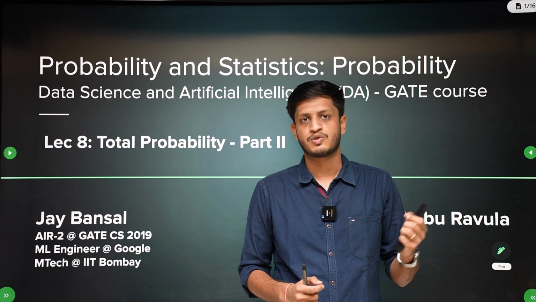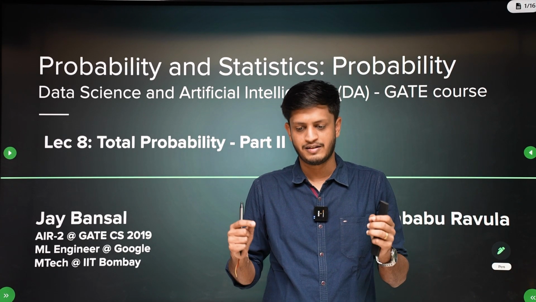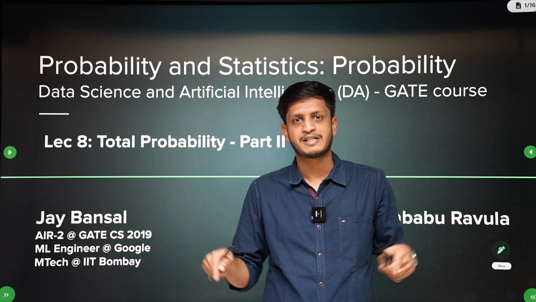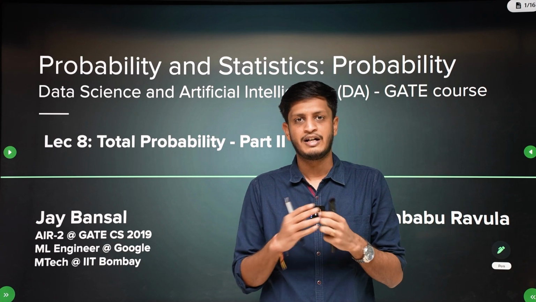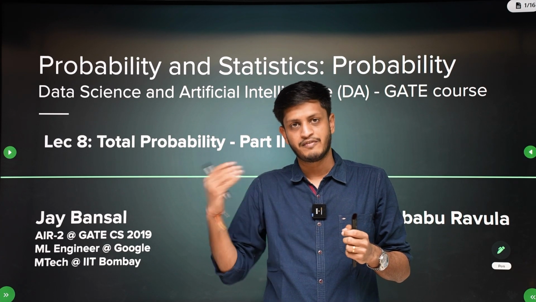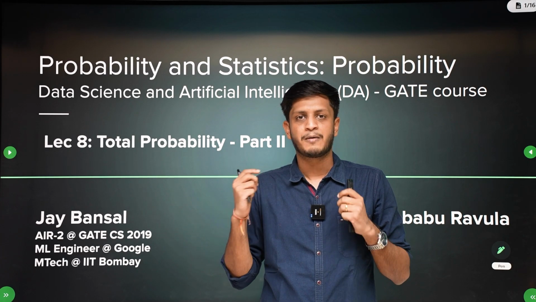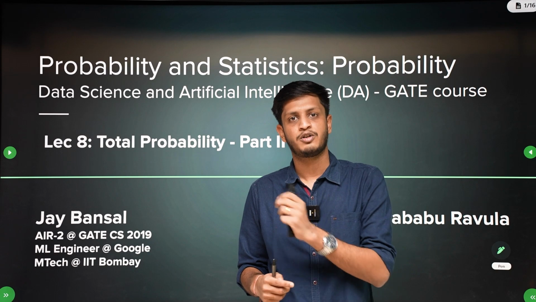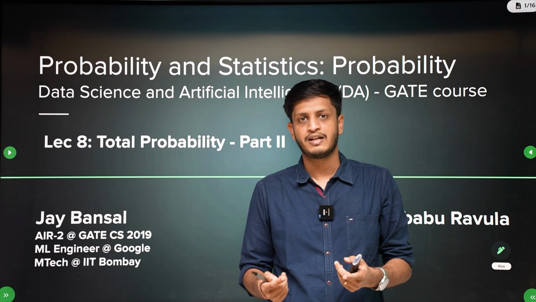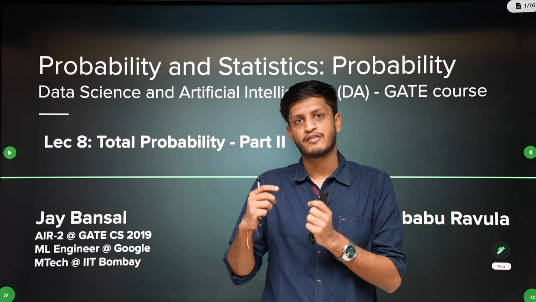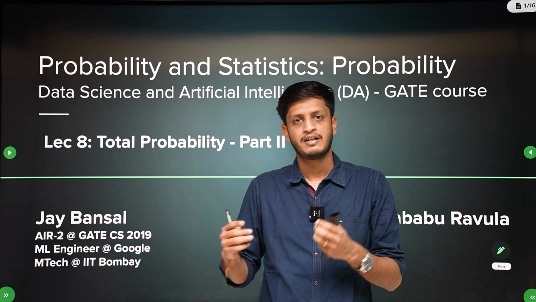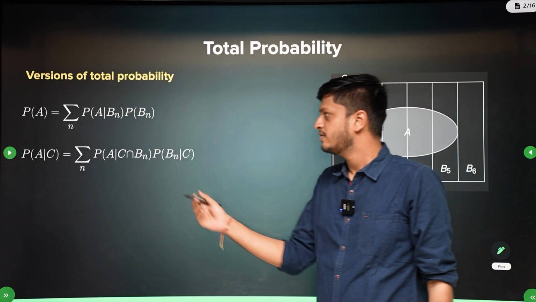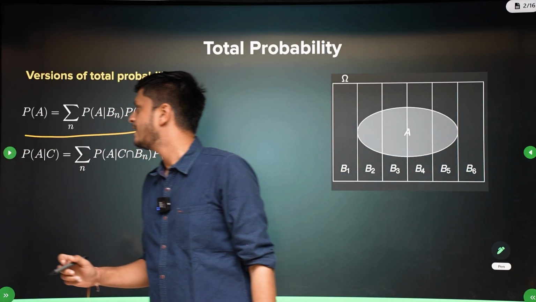So in the last lecture we discussed total probability, what total probability is. The probability of an event A is not very straightforward to calculate. We have a sample space which is partitioned into n events B1, B2 up to Bn, and probability of A given B1, given B2 is easier to calculate, and also probability of B1, B2, B3 is given. Then what is probability of A? It is just the sum of probability of A given Bi times probability of Bi for all i from 1 to n, right? So we'll use the same law.